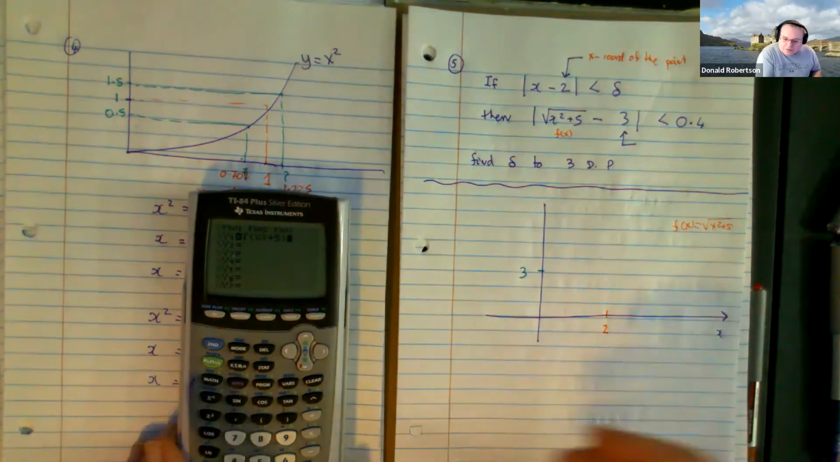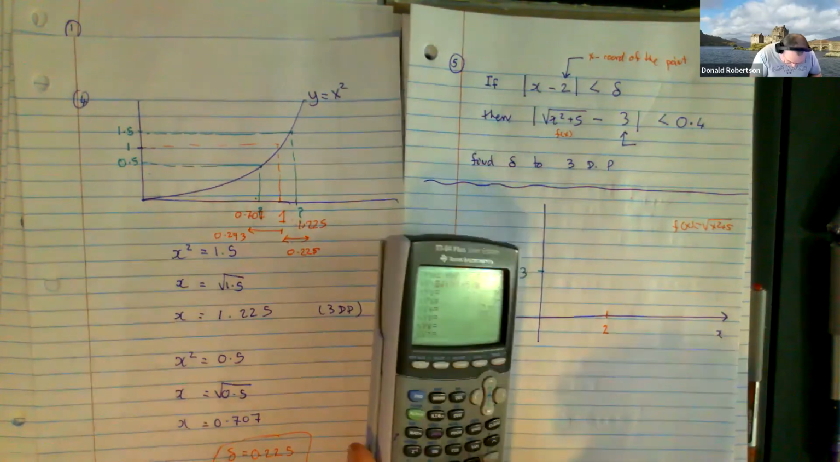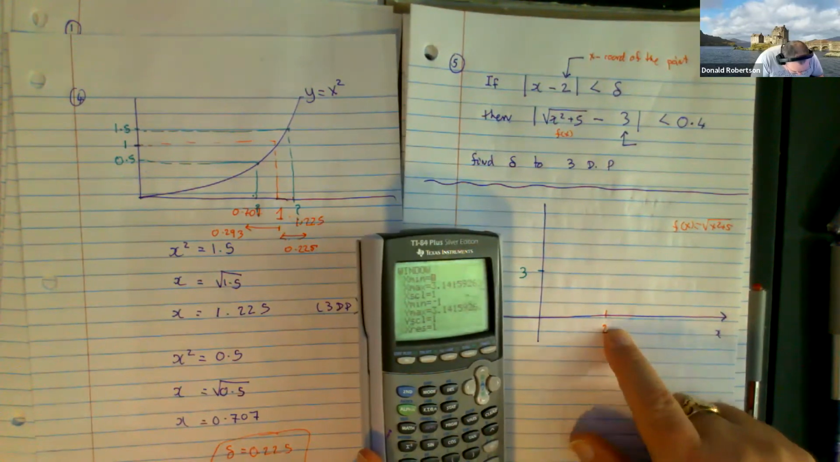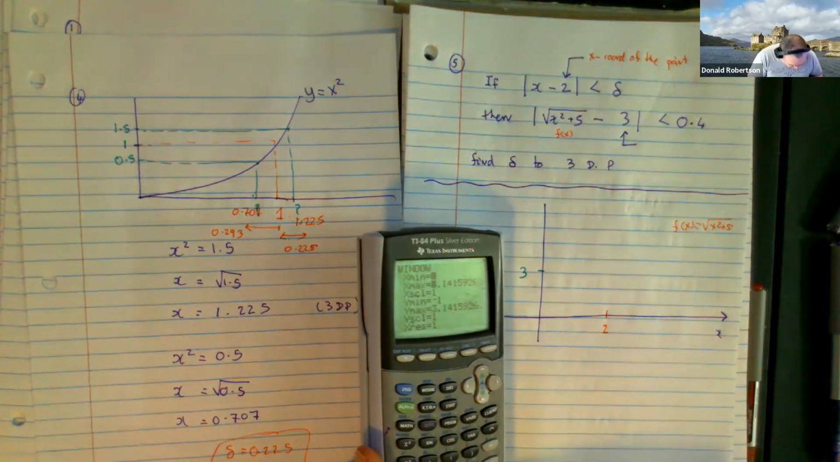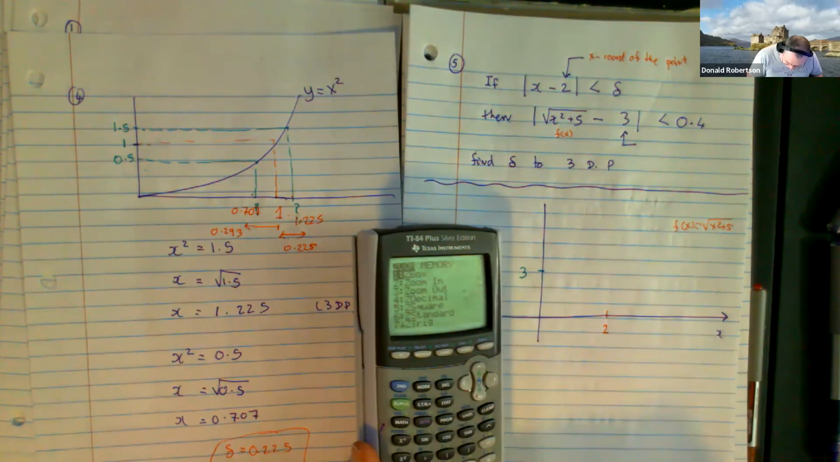So I'm going to go to my calculator now. Going to do a window. I know I need to be pretty close to 2. So I'm going to do from 0 to 3. That seems reasonable. And then I'm just going to do a zoom 0 and see what it looks like.